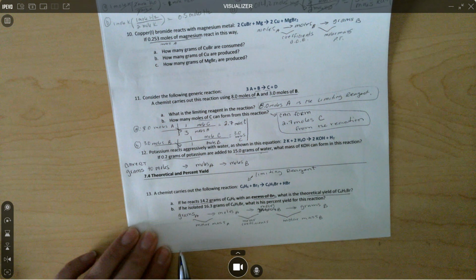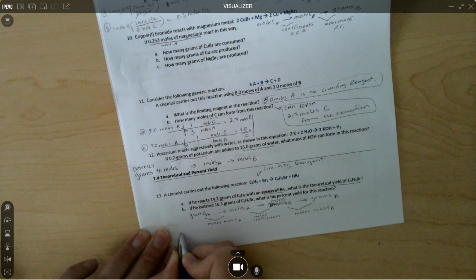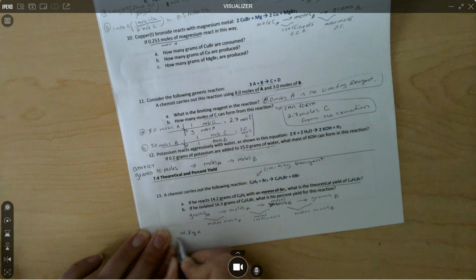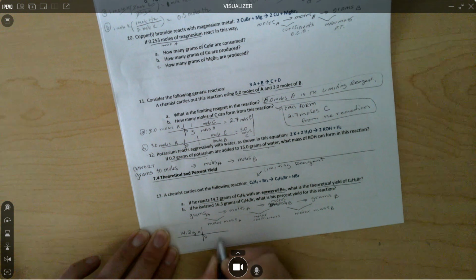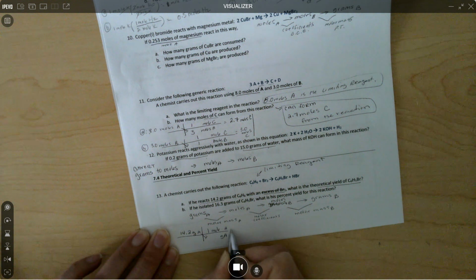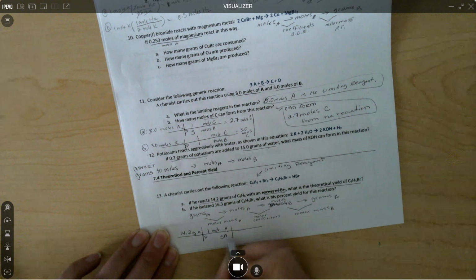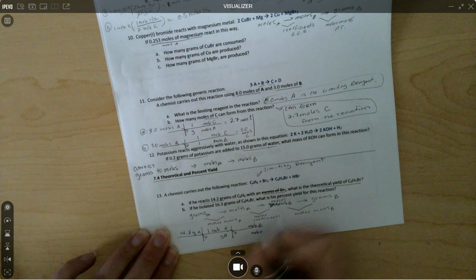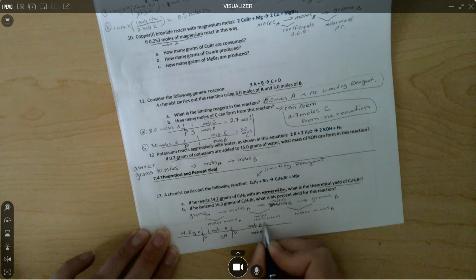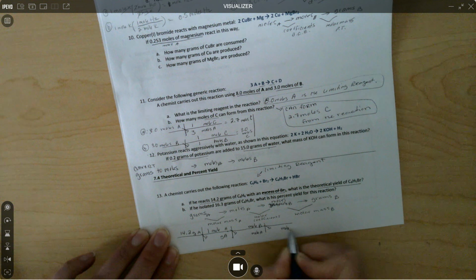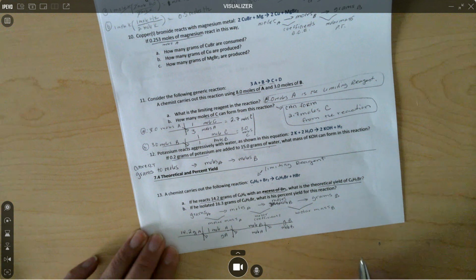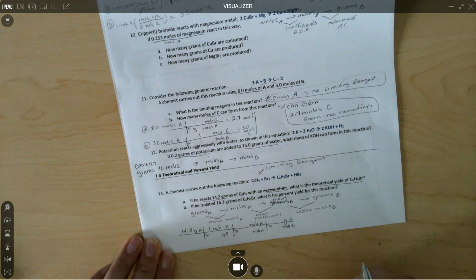So if we start here, we're going to have 14.2 grams of A, and I am going to bring this unit down, grams of A over 1 mole of A. What I want goes on top. I'm going to continue setting up my problem. Mole of A in the bottom, mole of what I want on the top. This is what I want. The next step is bring this one to the bottom, mole of B, and then what I want, grams of B on the top. Now I'm using A and B just to make it a lot faster for me.